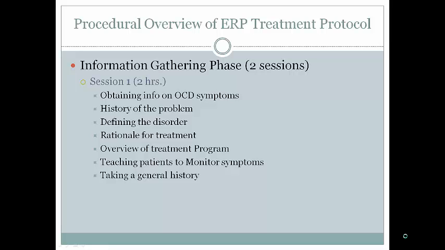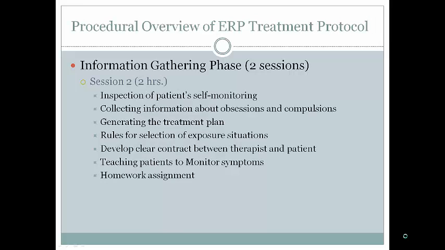So you obtain information on OCD symptoms and the history of the problem, you define the disorder for them, you explain it to them, you give the rationale for treatment, and you give an overview of the treatment program, what they should be expecting. Then you teach them how to monitor their symptoms using the SUDS scales, and you want to take a general medical history just to understand if there are any other things that you should know. For example, I know an individual who had a TBI, and following the TBI developed a lot of these obsessive-like symptoms, so there was a much stronger biological basis for this, and understanding that can help in the treatment as well.